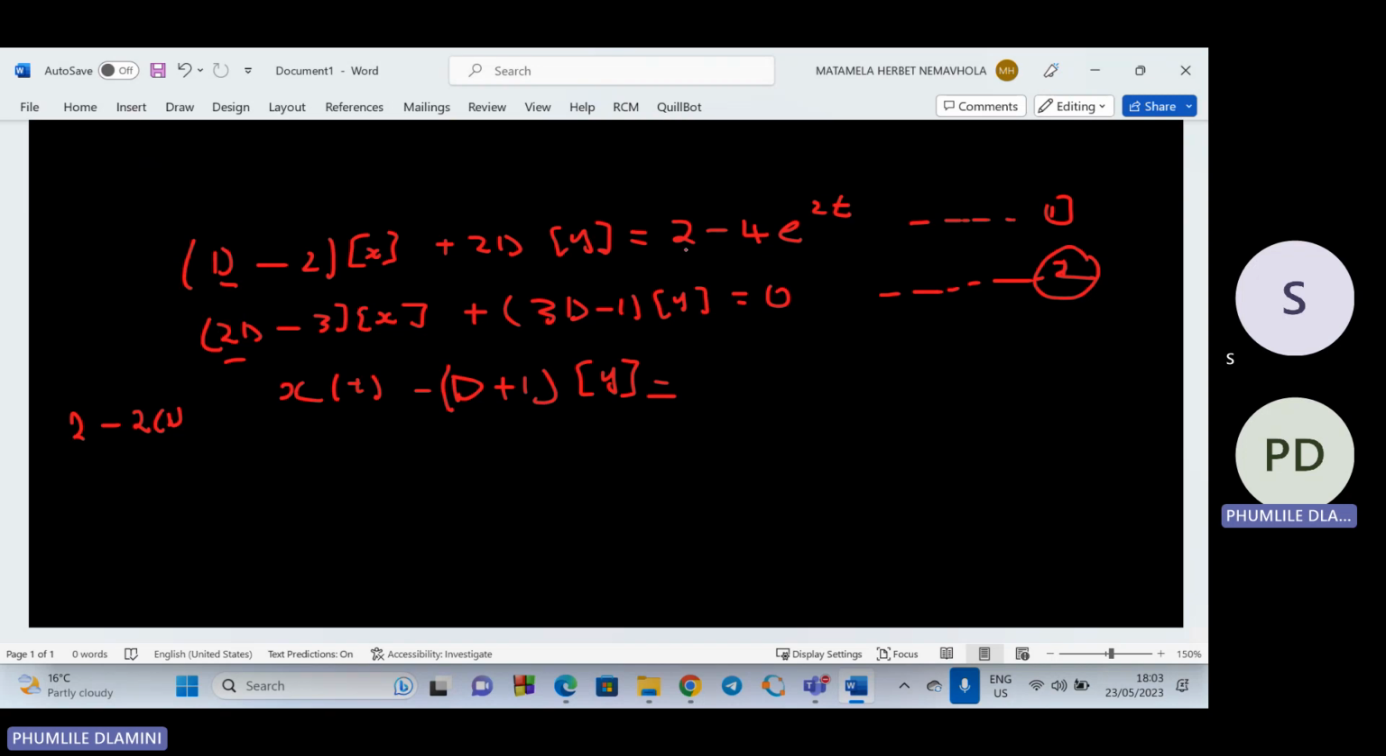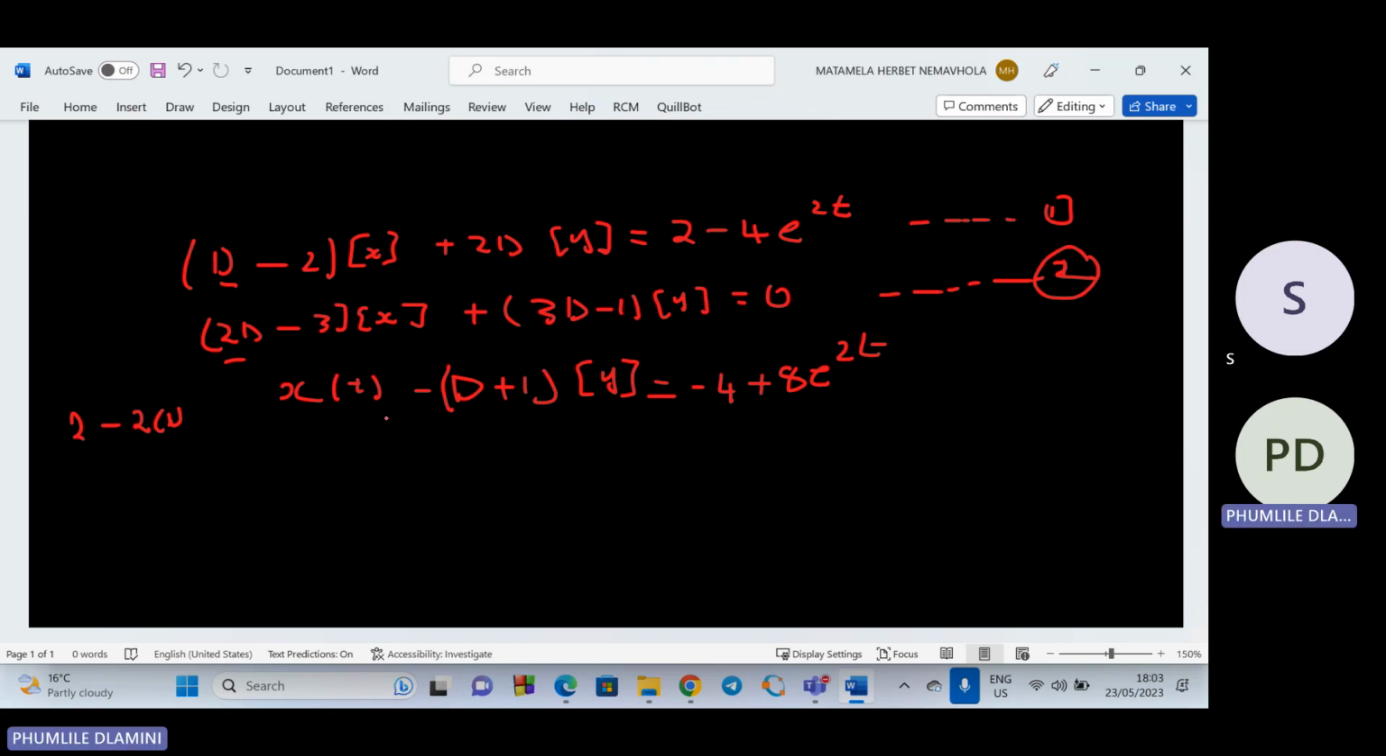Which is equals to 0 minus everything there, multiplied by 2, giving us minus 4 plus 8 e to the power 2t. We multiply everything by 2: 0 minus everything multiplied by 2. We are still using this equation. Then we're going to get that equation there. So when we get this, we have now x of t, which is equals to minus 4 plus 8.